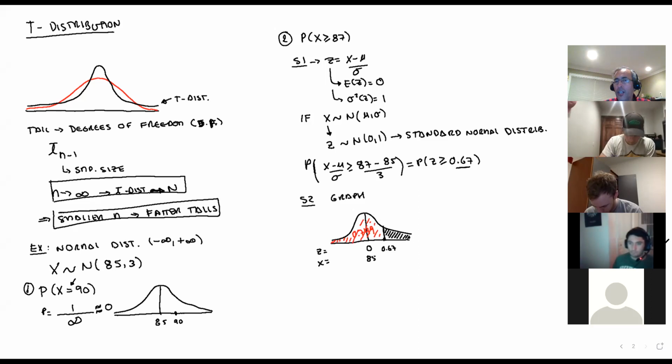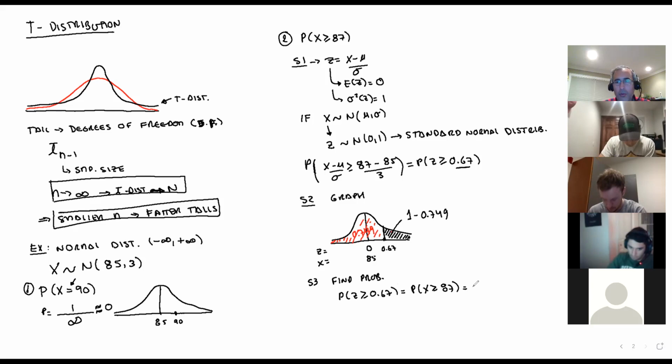This is my step three. So how do I find this region here? Remember, the whole is equal to one, correct? It's a probability. So this should be equal to one minus 0.749. Agree with me? And basically your probability, so the probability of Z larger or equal than 0.67, that is exactly the same as the probability of X larger or equal than 87, should be equal to more or less 0.251, 25%.